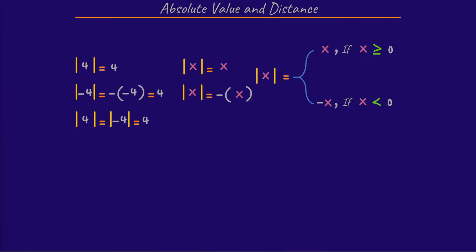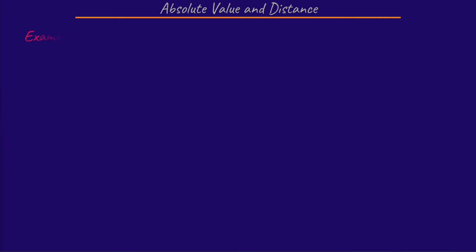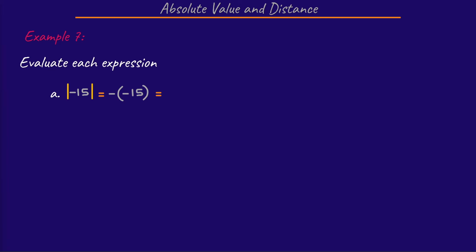Be aware that the domain or the acceptable replacement of x will change according to the problem condition that you will face. Now let's take an example. Evaluate each expression. You have the absolute value of negative 15. So the answer of it will be negative multiplied by negative 15, which equals positive 15.